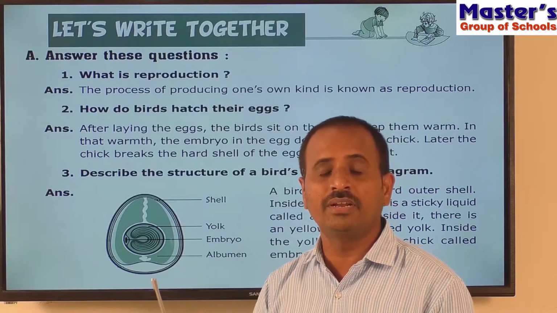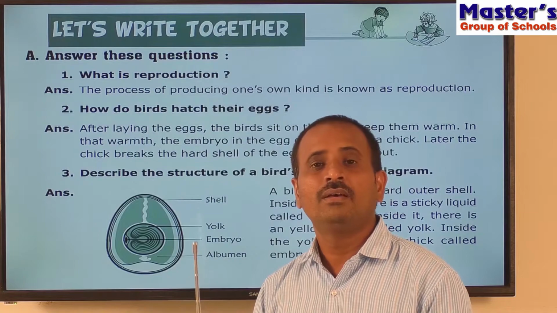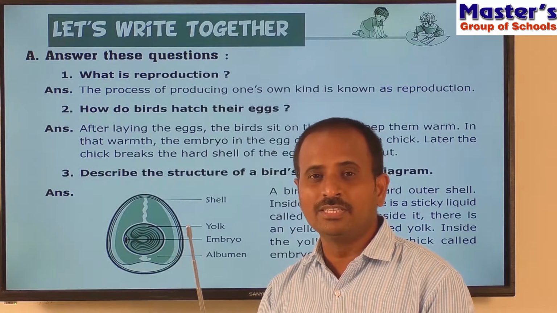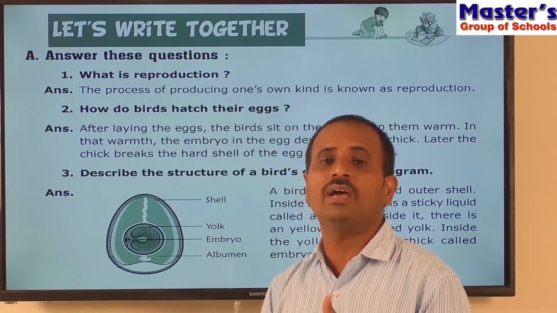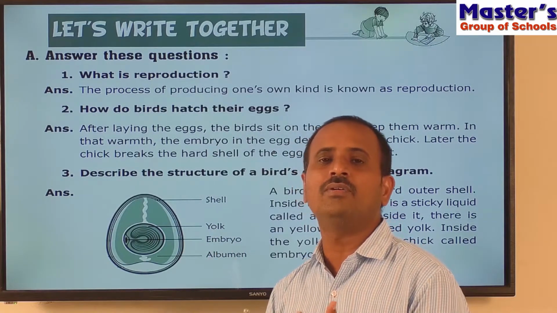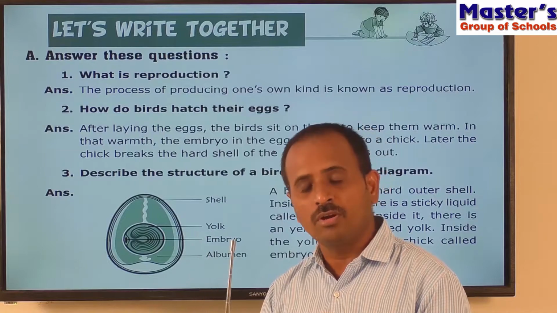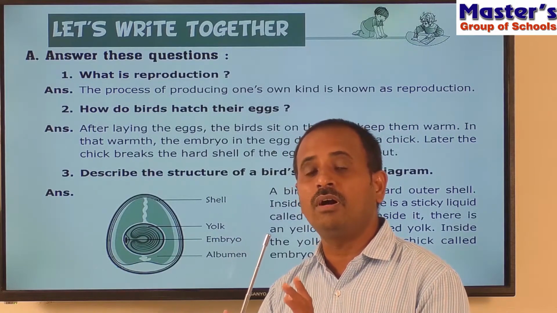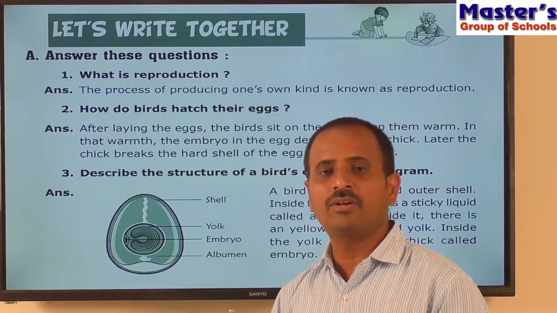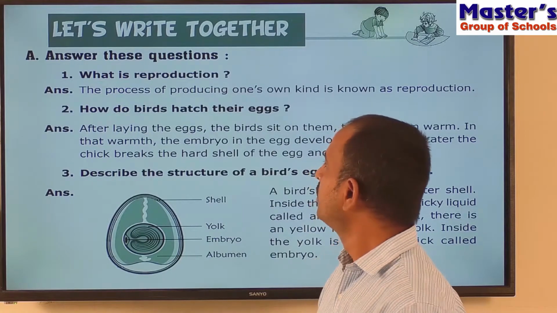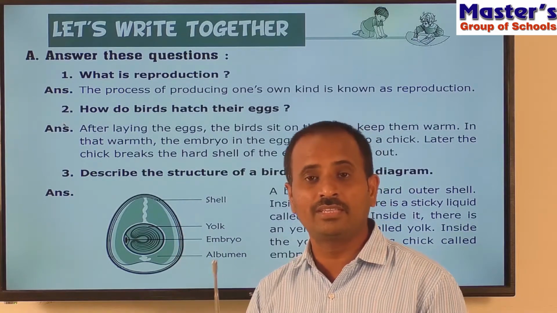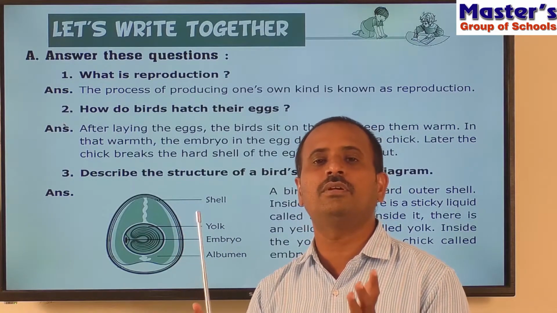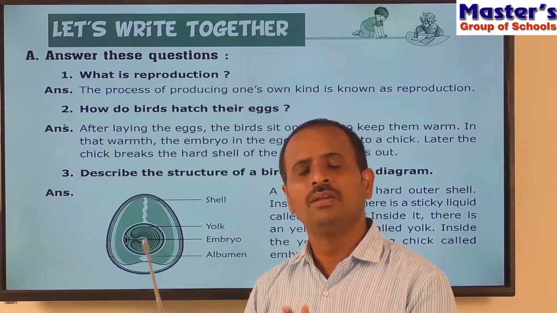So if the eggs are kept warm, the embryo inside will develop. After the embryo has completely developed, it comes out by breaking the hard shell of the egg. So, children, this process of young babies coming out of the eggs is called hatching.